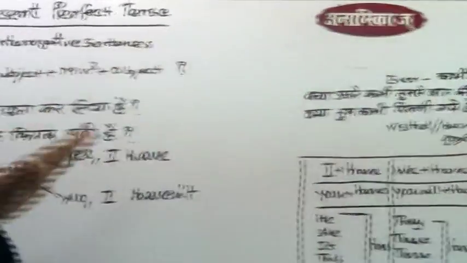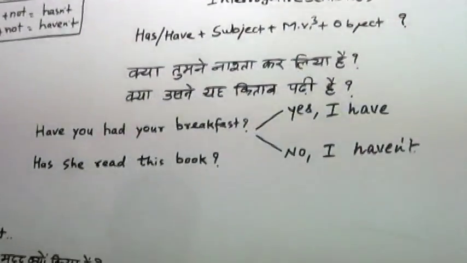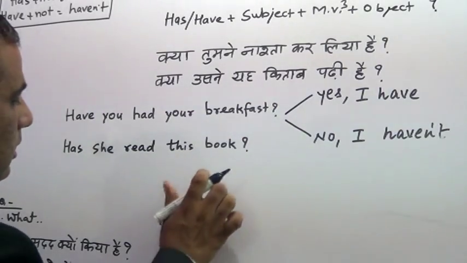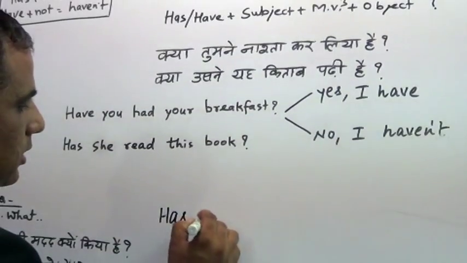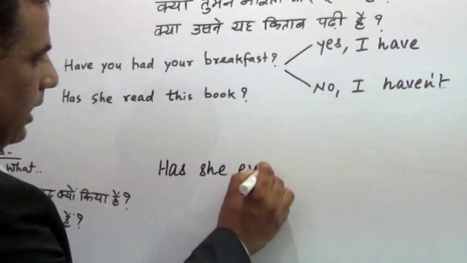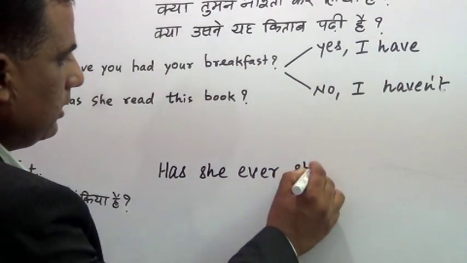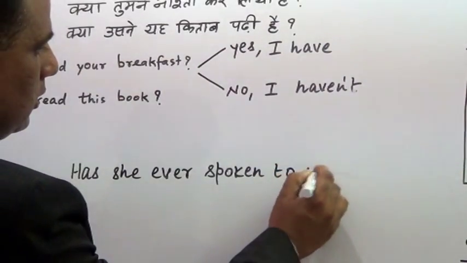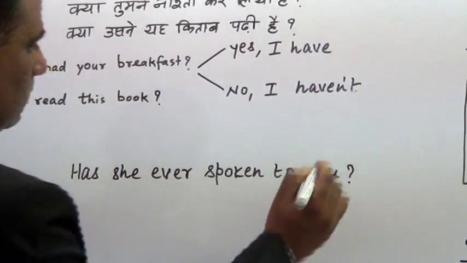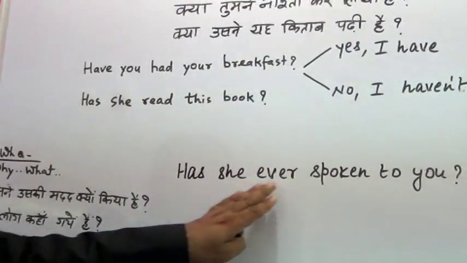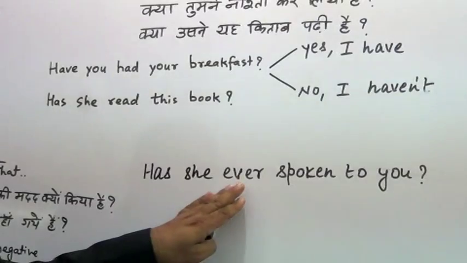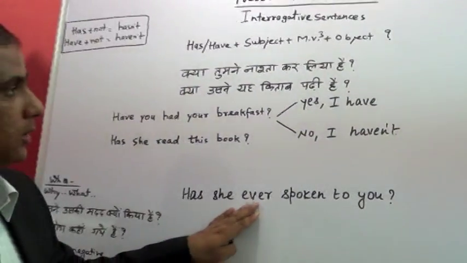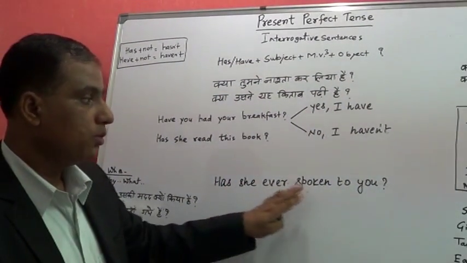So here this additional word ever will come and the question will be framed like, has she ever spoken to you? Has she ever spoken to you? So we only have this additional ever, जिसका मतलब होता है कभी. क्या उसने कभी तुमसे बात की है?